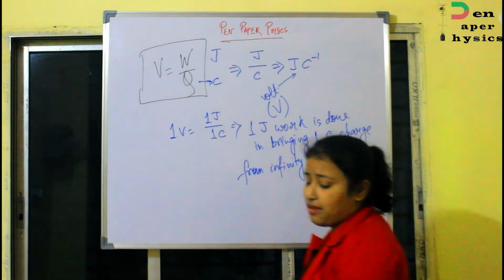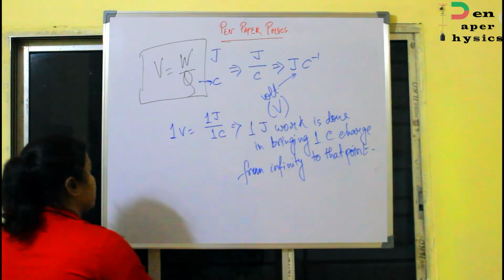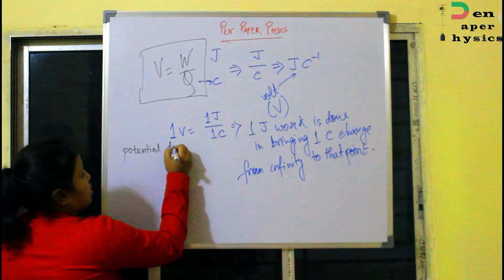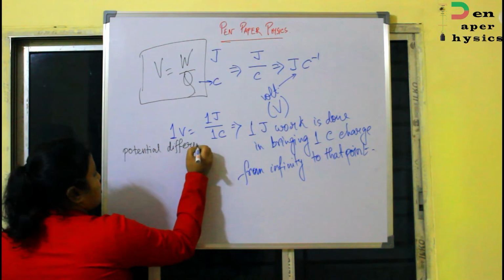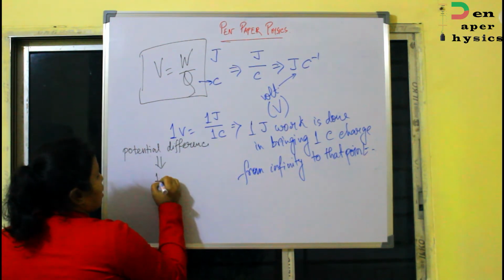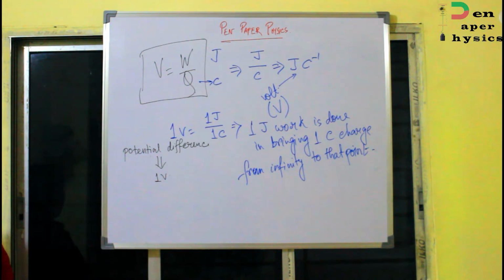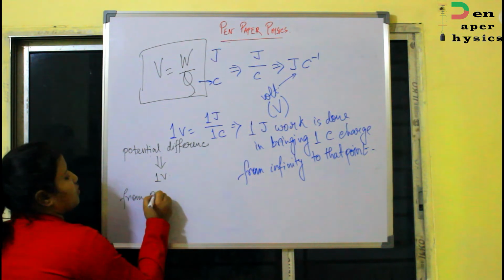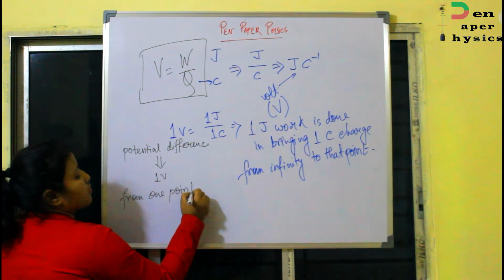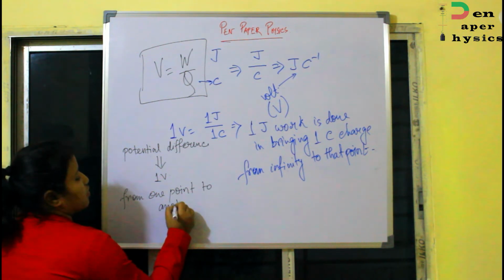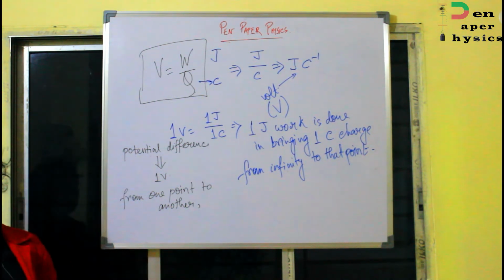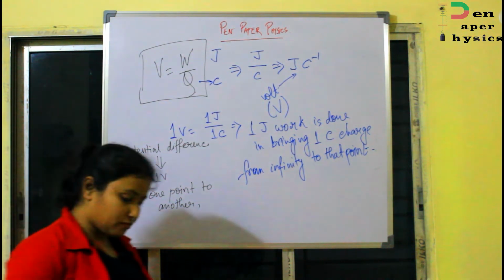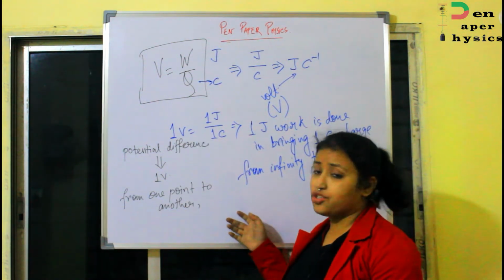And if I use the same thing for potential difference, if I say potential difference is 1 volt, that means if 1 joule of work is done in bringing 1 coulomb charge from one point to another, then the potential difference between those 2 points is 1 volt. Clear? So this is what we have as a potential difference.